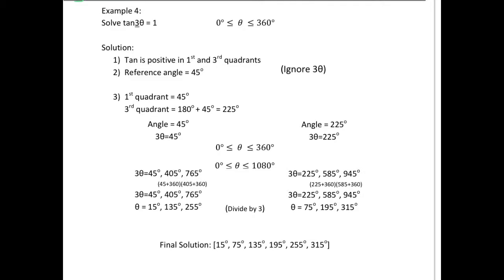So the last example we're going to do here is this question here. Solve tan 3 theta equals 1, where theta is between 0 degrees and 360 degrees. So that means the answer will be in degrees. But what we need to notice here is that we now have this 3 in front of our theta. So initially we're going to ignore this, but later on this will become very important to the answer of our question.